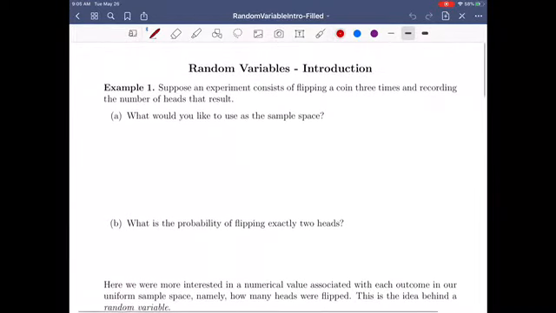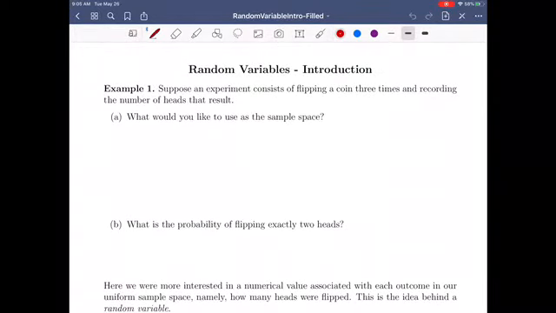So in this video, we're going to talk about random variables. Often when we're performing an experiment, we want to use a sample space that reflects the outcomes that we care about. But oftentimes we end up using a sample space that's chosen so that the probabilities are easier to compute. So we want a sample space that's uniform. Okay, so this is where random variables can help us.